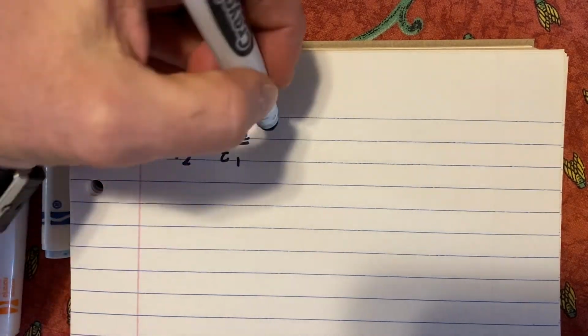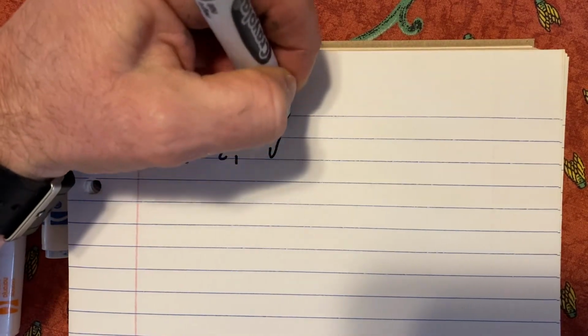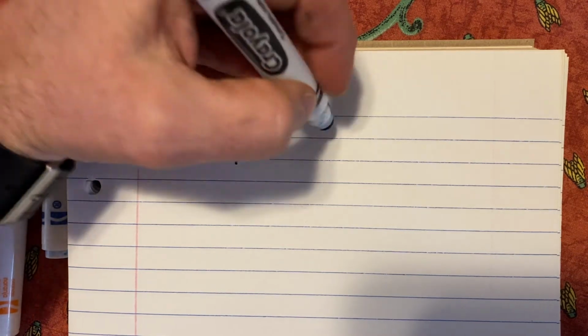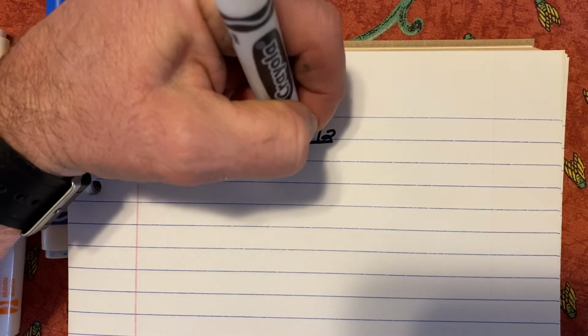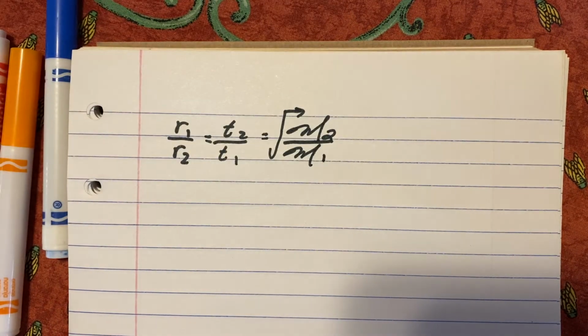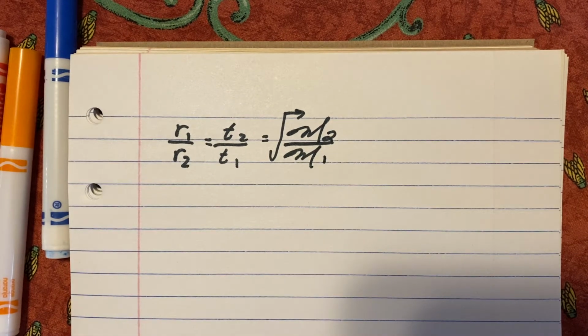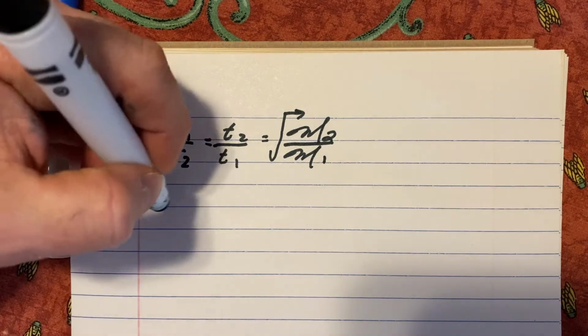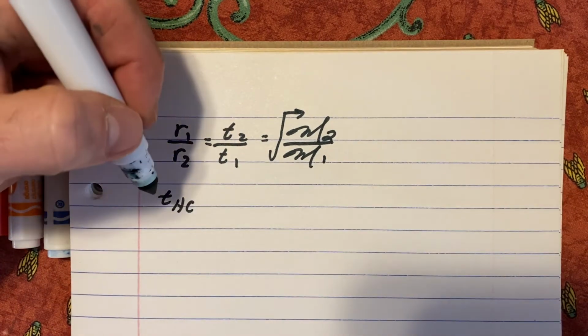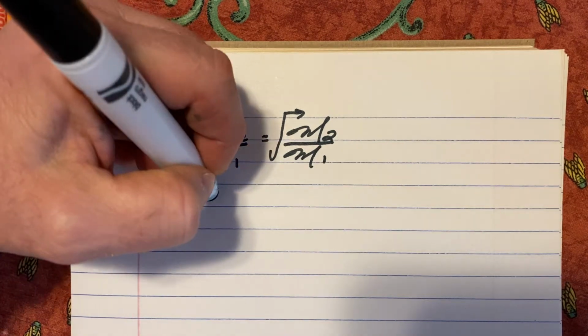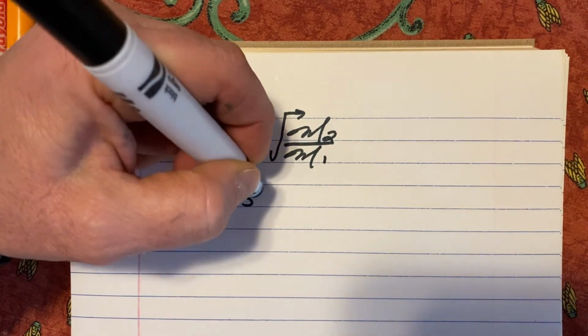Now, this is also equal to the square root of the molar mass of gas 2 over the molar mass of gas 1. Why? Because nature. So for us, what are we given here? The variables we have are pretty simple. We have the time for the hydrocarbon. The time for our hydrocarbon is listed as 1.50 minutes.